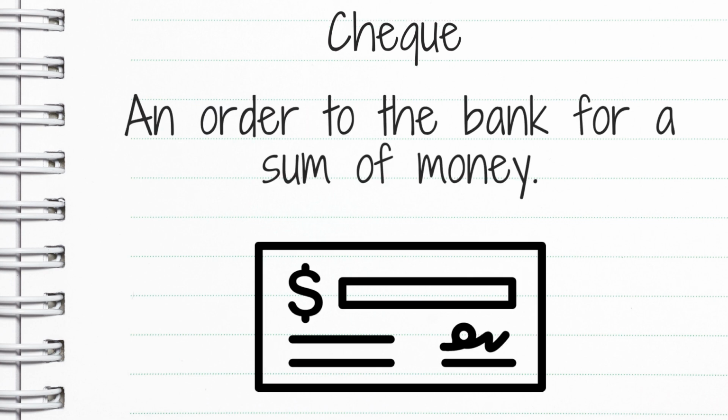Now, check, C-H-E-Q-U-E, funny spelling, I know. It is an order to the bank for a sum of money. Now, it's important to note here that in American English, I believe this word isn't a part of their vocabulary. Well, it is, but it's spelled C-H-E-C-K. So it's spelled exactly the same as the first way we just saw. But in British English, this is how we spell check. And this is its meaning. So an order to the bank for a sum of money.